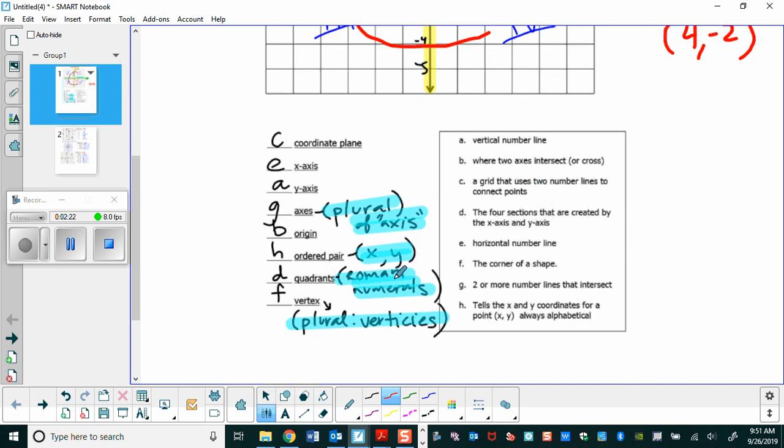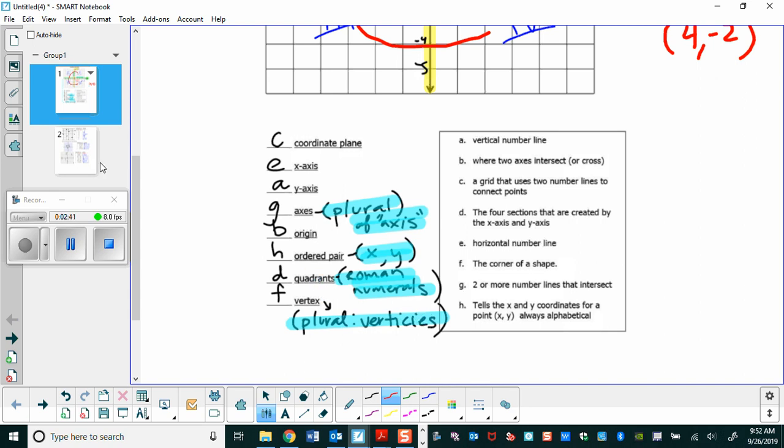The quadrants, as I mentioned, are written in Roman numerals, and a vertex is the singular of the word vertices, and so a vertex is just the corner of a shape, and the vertices is the plural of vertex. I think I just said that backwards a second ago, but if you ever see the word vertices, that's simply the plural of the word vertex.